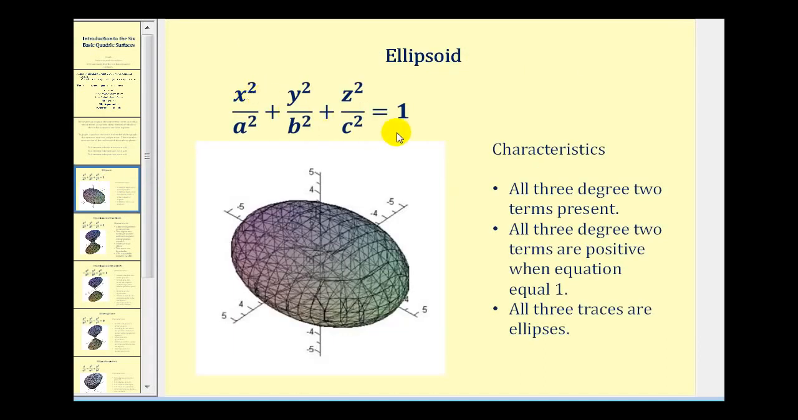Here is the form of the quadric surface that creates what's called an ellipsoid. And here are the characteristics. All 3 degree 2 terms are present. All 3 degree 2 terms are positive when the equation is equal to positive 1. And all 3 traces are an ellipse. Let's take a look at another graph of this ellipsoid.